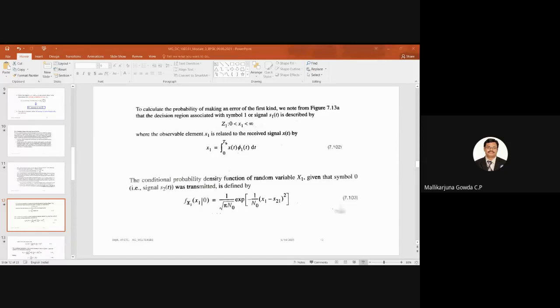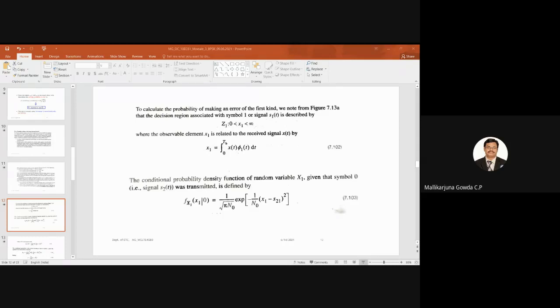To calculate the probability of making an error of the first kind, S2 of t is transmitted, the receiver noise is such that the signal lies in the region Z1, and the decision is taken in favor of S1 of t. So how do we do that? The decision region associated with symbol 1, or signal S1 of t, is described as x1 being greater than 0 but less than infinity. That is with respect to region Z1.